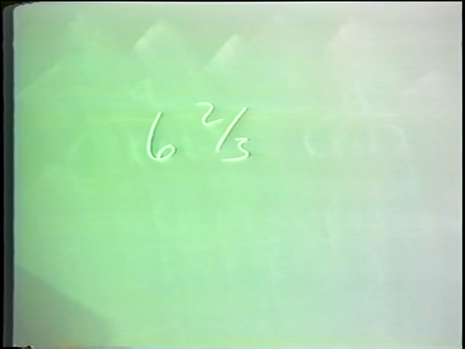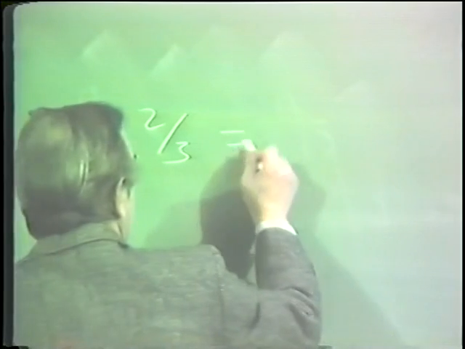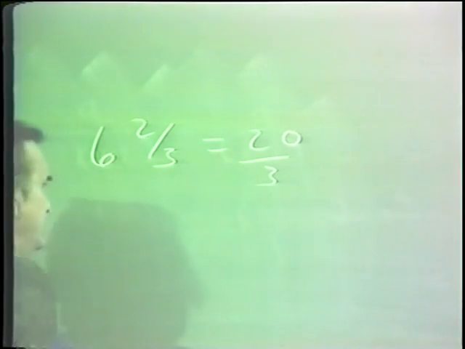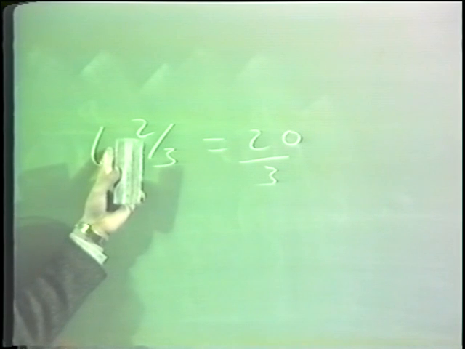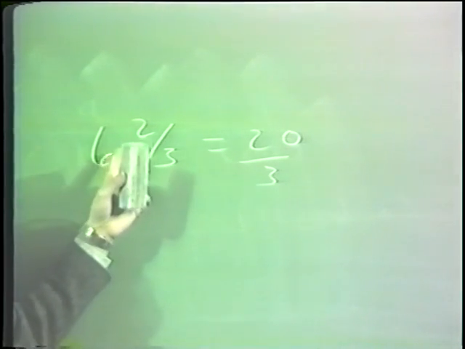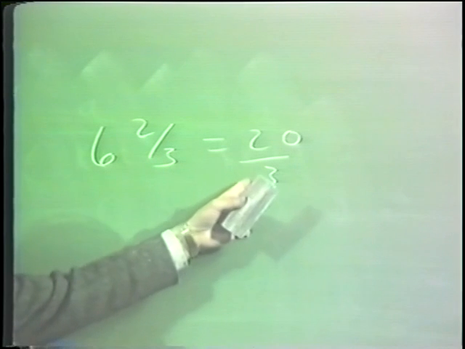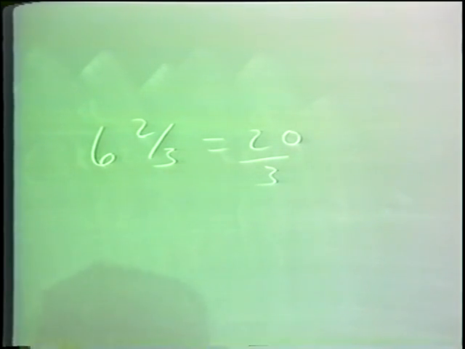What would be the equivalent fraction for 6 2/3? Mike says 20 over 3. Mike, how did you get that? Multiplied the 6 by the 3, the denominator, and added the 2. Okay, and got 20 and then kept the denominator. What Mike said he did is he multiplied 3 times 6, the denominator times the whole number, added the numerator, got 20, and put it over the denominator, which is 3. Okay, Mike? That's what you did?